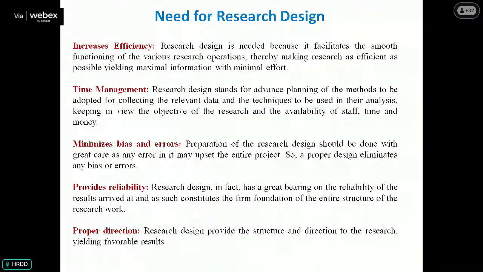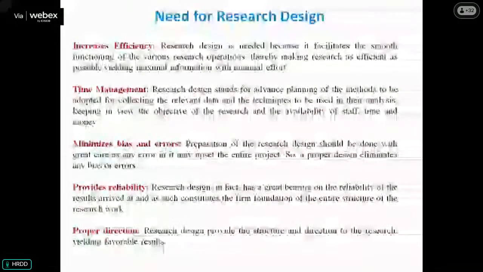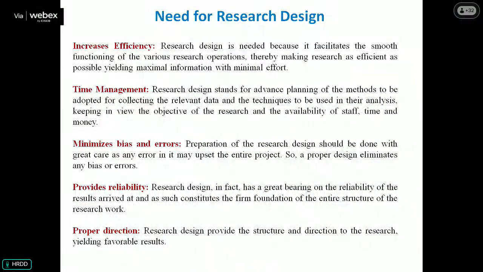It provides reliability. Research design, in fact, has a great bearing on the reliability of results arrived at, and as such constitutes the firm foundation of the entire structure of research work. And it will give you a proper direction. If you have a design in place, you know, okay, after this, this, then this. So you have a sequence which you will follow. If you get stuck somewhere, you will try to find the solution. If you do not have a design, you will end up spending time without any output.